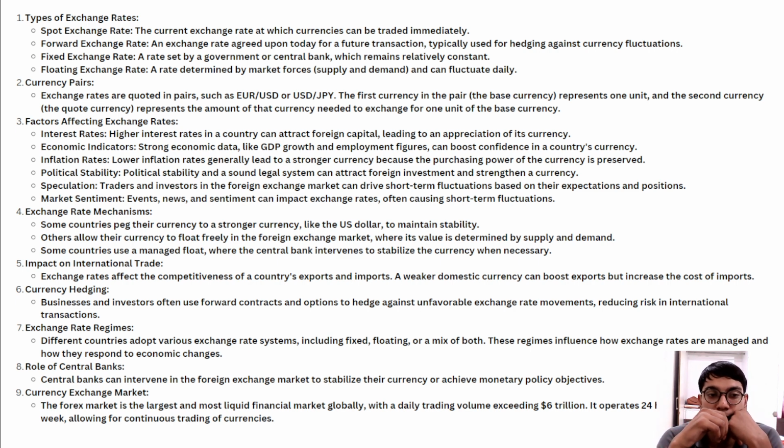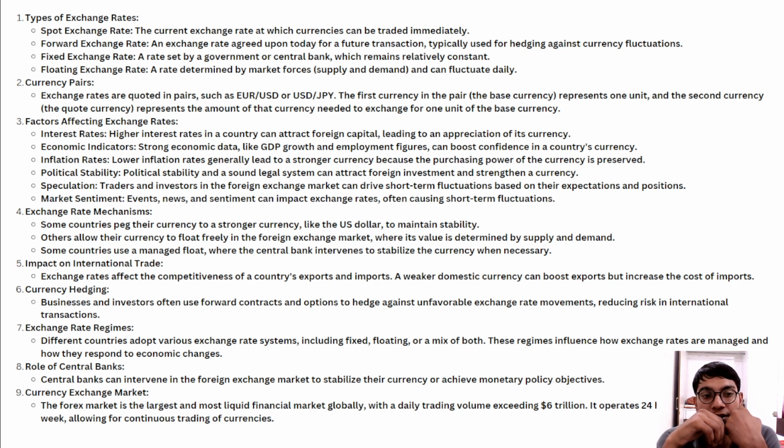Second, the type of currency pair. Exchange rates are quoted in pairs such as USD/JPY. The first currency in the pair, the base currency, represents one unit, and the second currency, the quote currency, represents the amount of currency needed to exchange for one unit of the base currency.